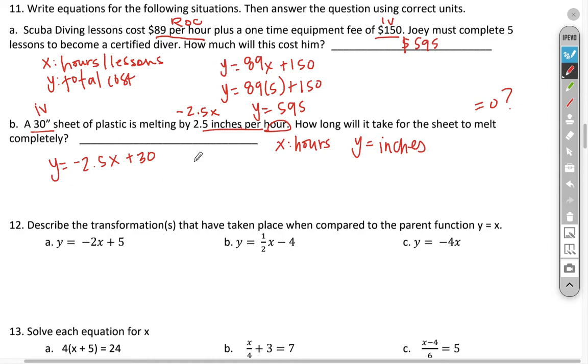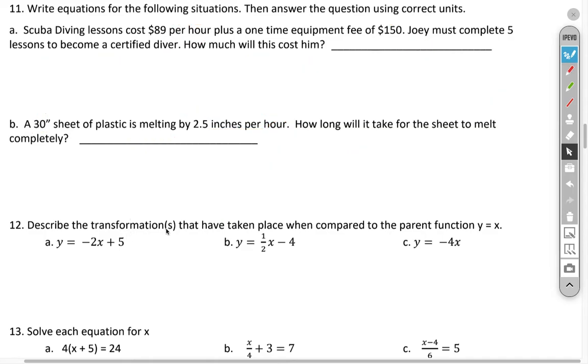Now let's work it out for what the question says. It says, when will the sheet melt completely? Which means we need to set our y equal to 0. So we're going to have 0 equals negative 2.5x plus 30. We're going to subtract 30, so we get negative 30 equals negative 2.5x. We're solving for x, so we're going to divide by negative 2.5. So negative 30 divided by negative 2.5 is going to give us 12. So notice we're talking about hours. So x equals hours, so this is going to take us 12 hours for the whole sheet to melt. Okay, let's keep going.